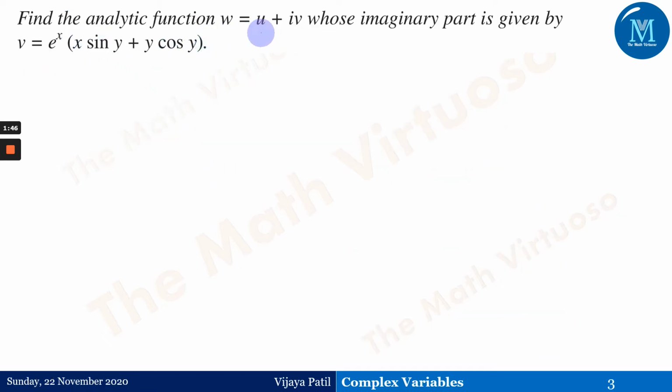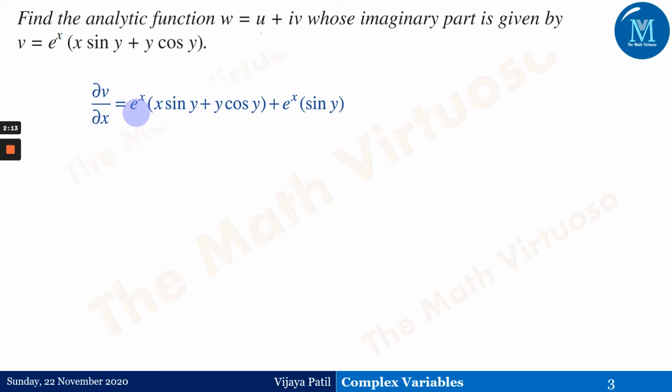Find the analytic function w equals u plus iv, whose imaginary part is given by this function: e to the power x into (x sine y plus y cos y). So what is my first step? First step is to differentiate v with respect to x and differentiate v with respect to y, both of them. So if I am differentiating with respect to x, now this is the differentiation of this.